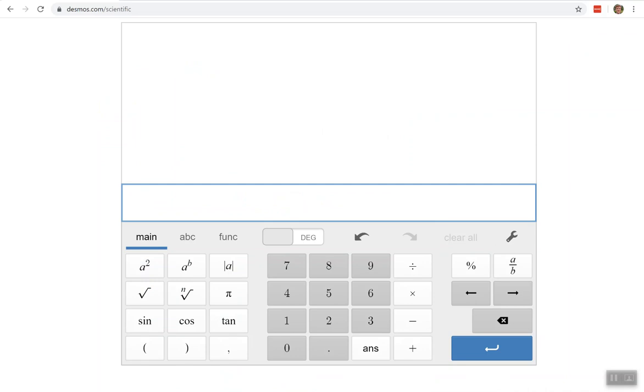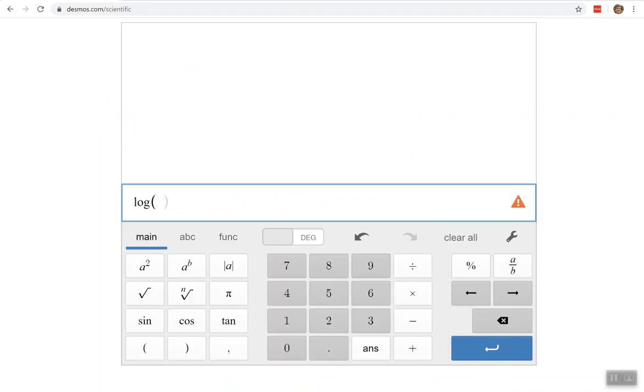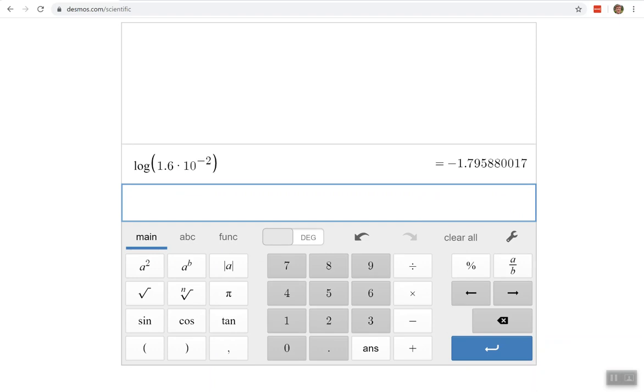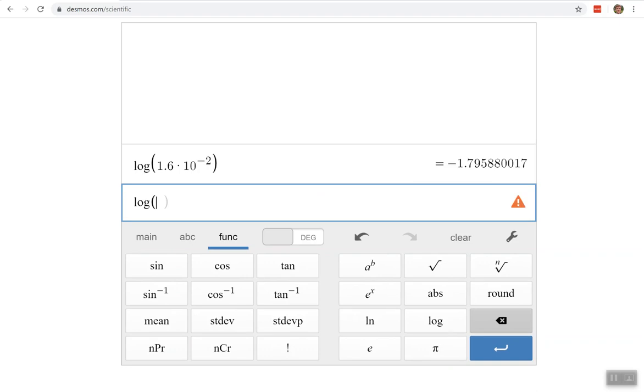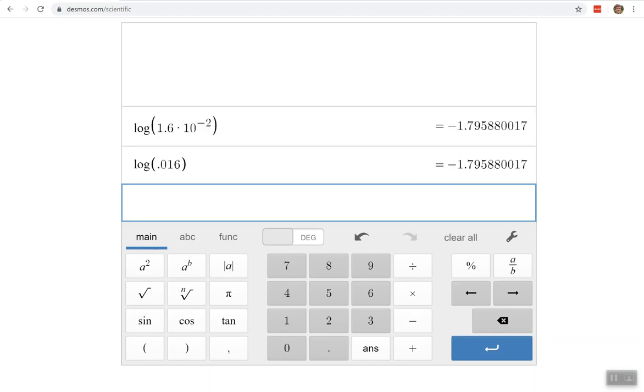I've already done it once. Let me try this again here. So let's go to function and common log, and then I can type in 1.6 times 10 raised to the negative 2 and hit enter, and there's my answer. If you'd like to see it in the other form, you could also type in the log of 0.016 and get the same answer.